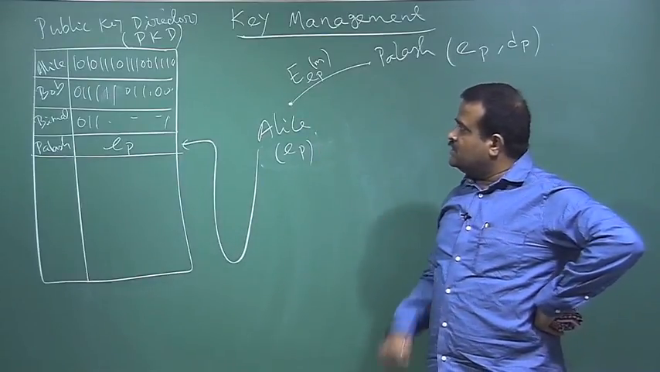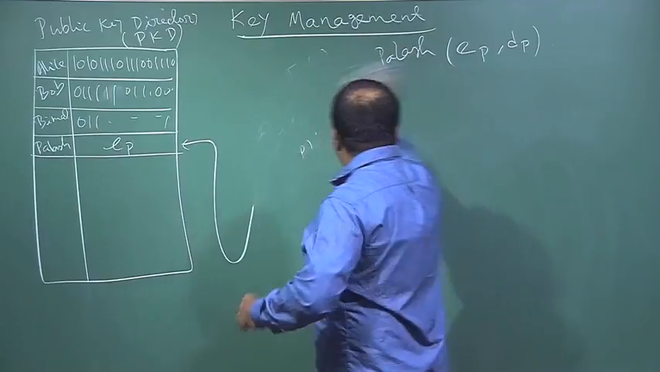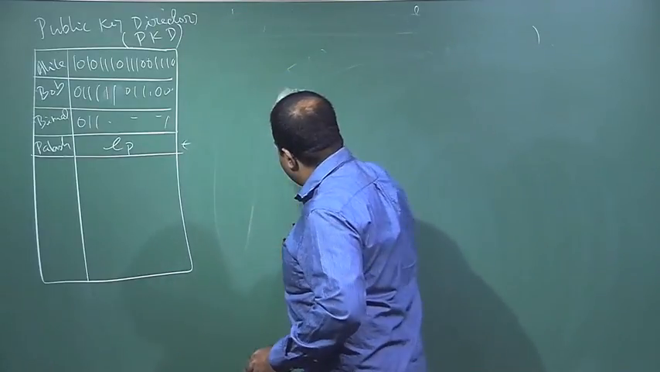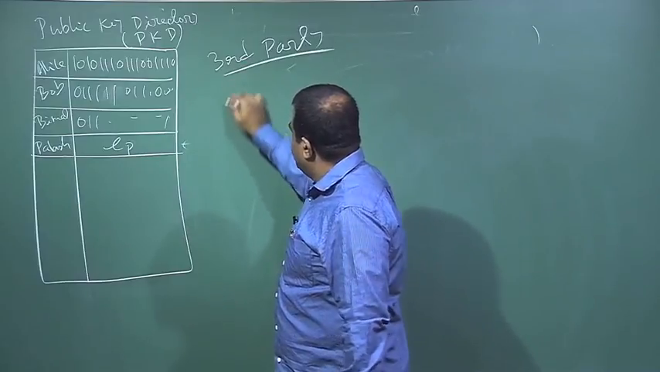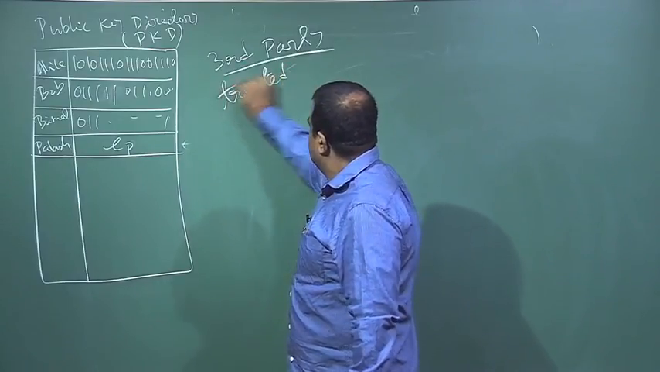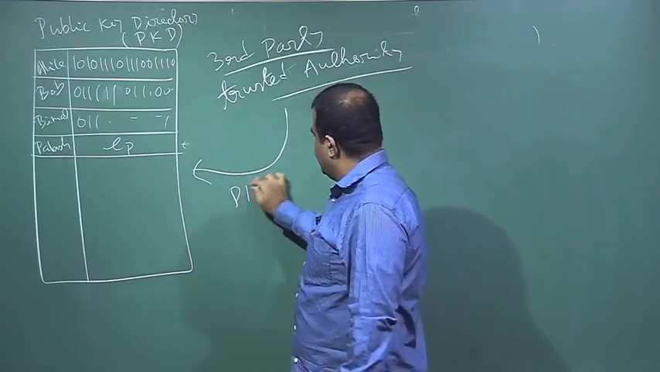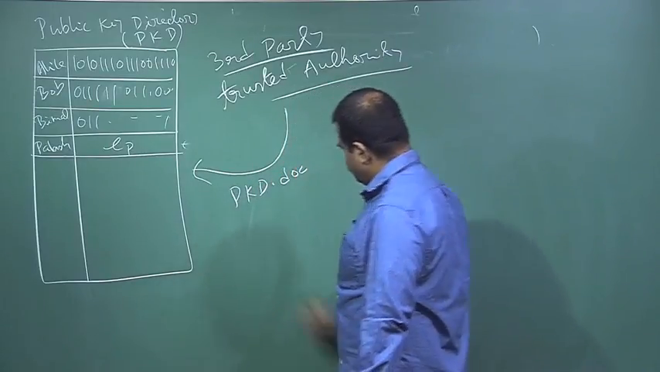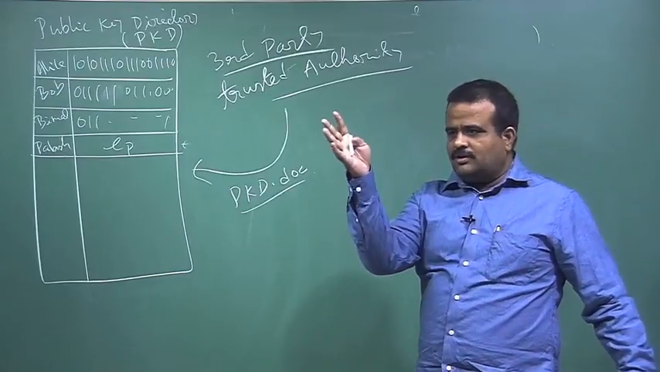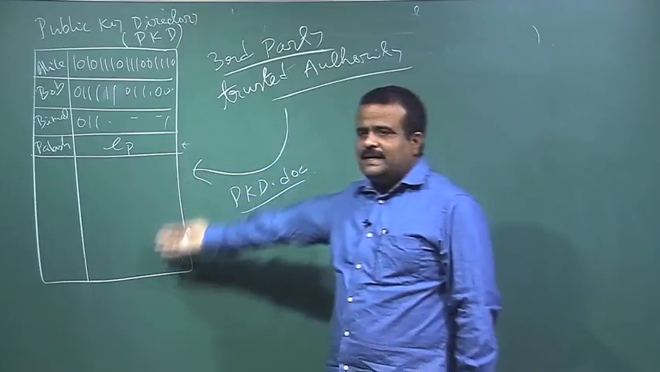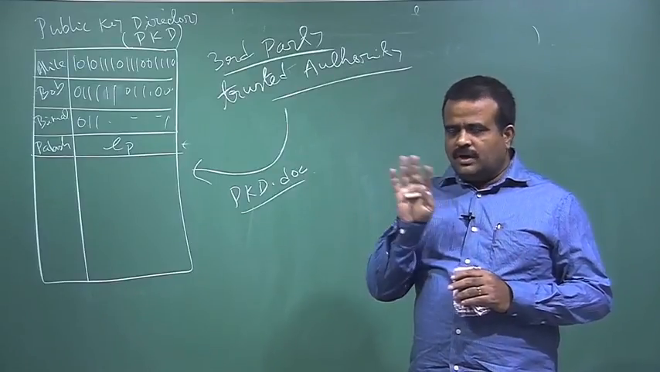So, then what is the solution? The solution is we can hire a third party, a trusted authority, who can maintain this file, say pkd.doc. If I have to get the public key of somebody, I will ask this authority to give it to me, because otherwise this file can be made read-only. Then I can only read the file, I should not be able to write anything on the file.